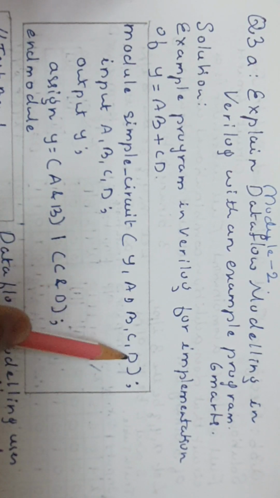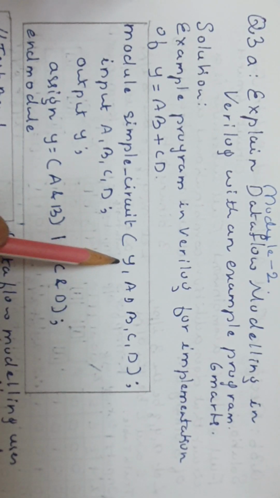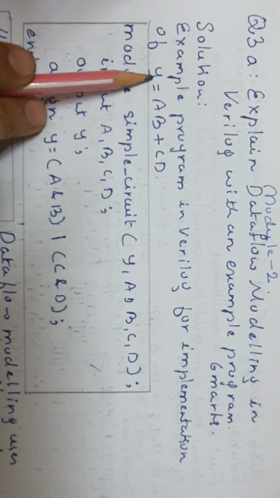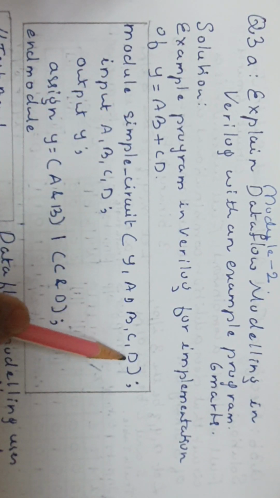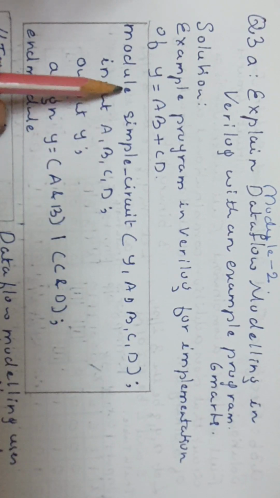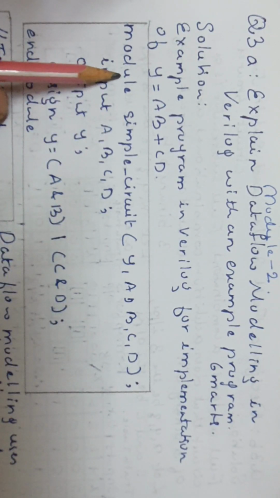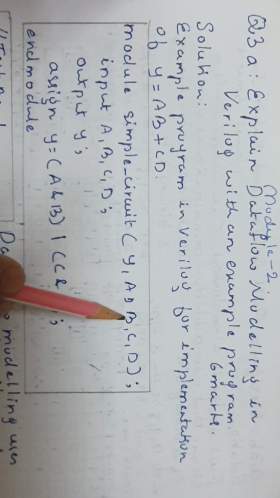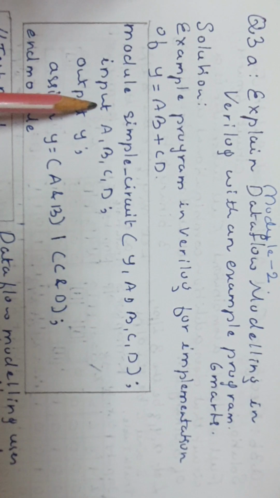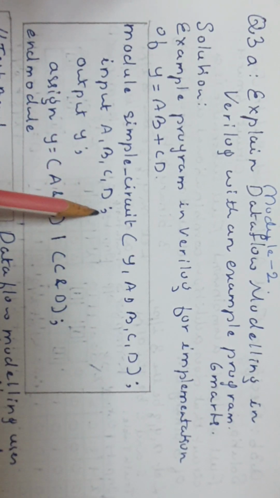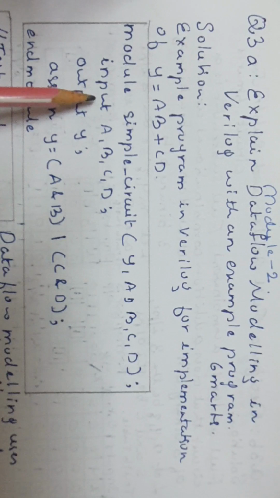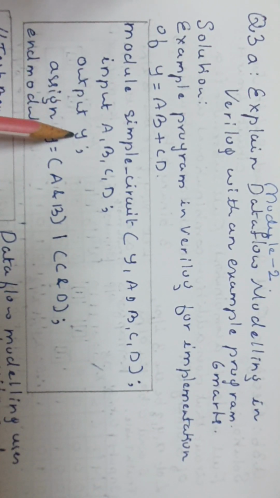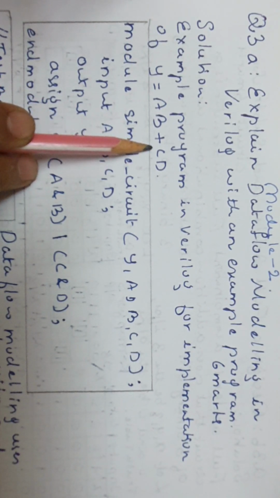In brackets, we have to write the set of all inputs and outputs. So y is the output we are going to take, and A, B, C, D are the inputs, followed by a semicolon. This statement indicates the start of the program with its name and the set of inputs and outputs in that program. Inside, input A, B, C, D semicolon declares A, B, C, D as inputs, and here y is declared as output.